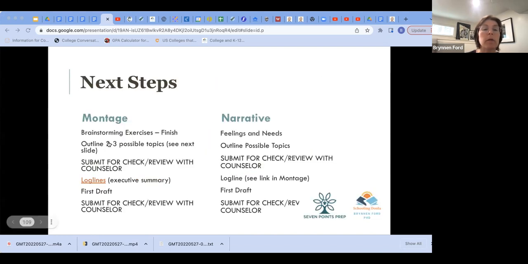Okay, so I'm going to keep the next steps up there. Any tips about the breakout rooms, what worked or didn't work yesterday?